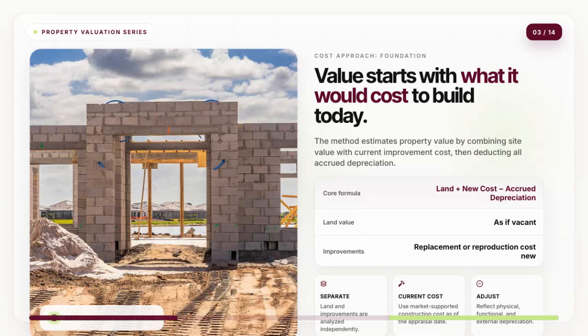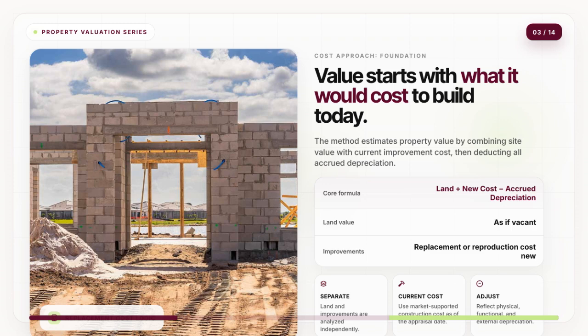When we talk about the replacement cost logic in property valuation, the foundation is based on what it would cost to build a property today. Essentially, this method combines the value of the land as if it were vacant with the current cost of replacing or reproducing the improvements on that land. From this total, we then subtract any accrued depreciation.